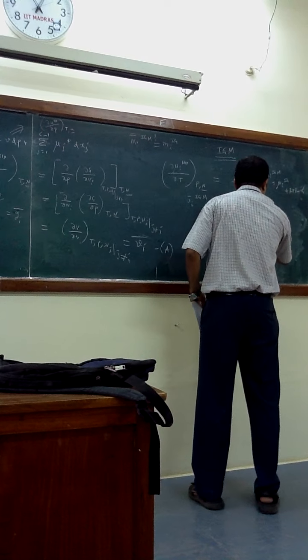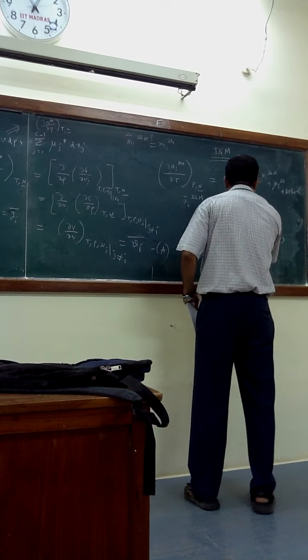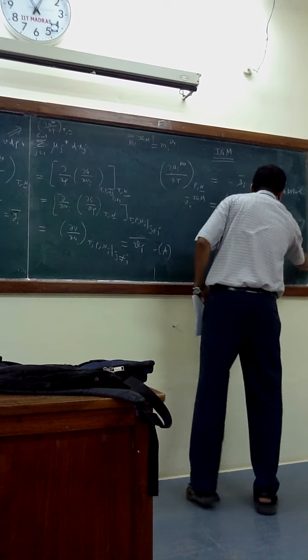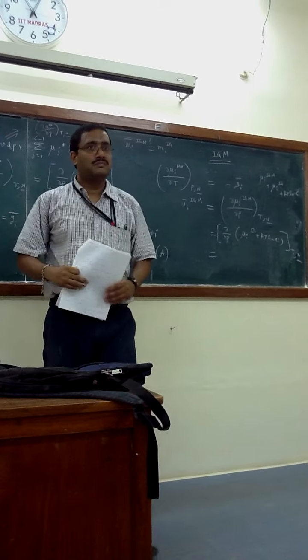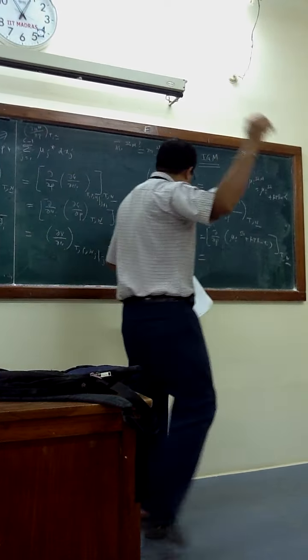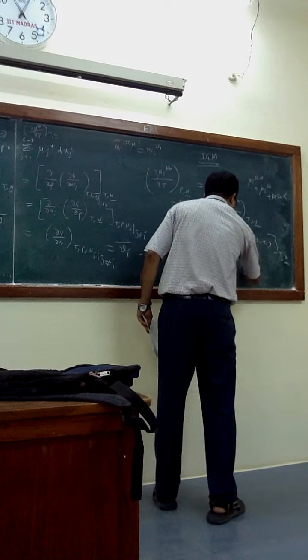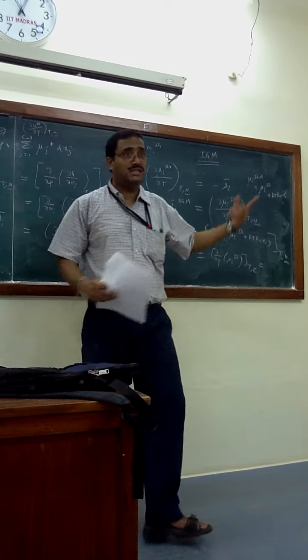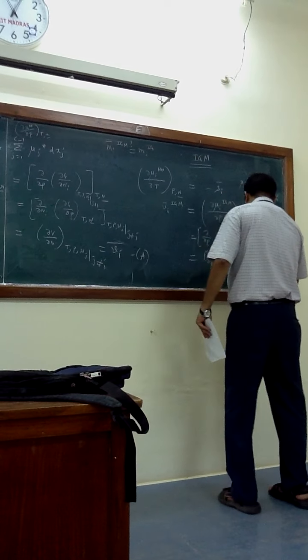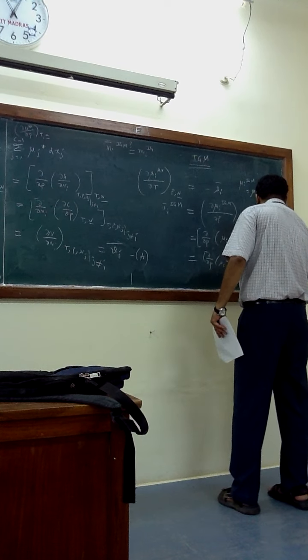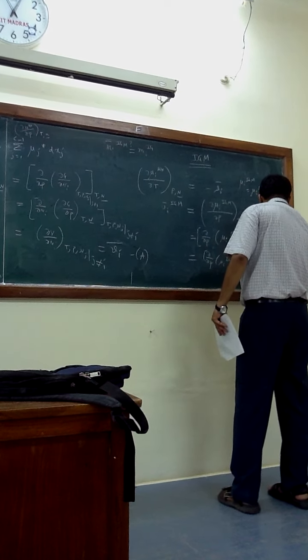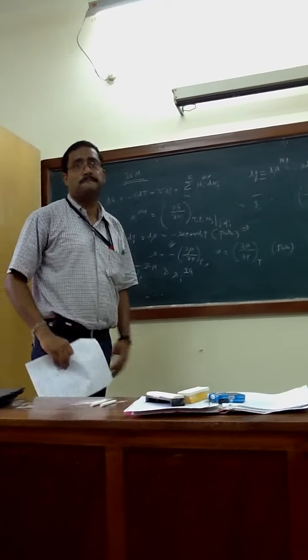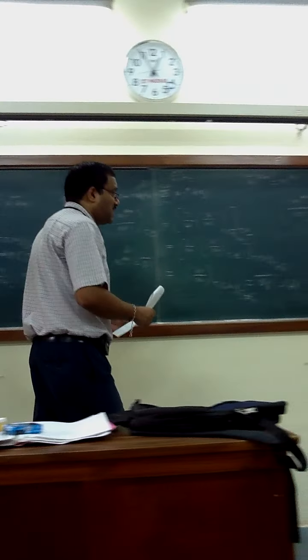μ_i^ig plus RT ln x_i, at T and n bar. So it will be V_i^ig. That's very correct. How will you get it? ∂/∂P of μ_i^ig at T and n bar is V_i^ig, that is RT by P. Correct?